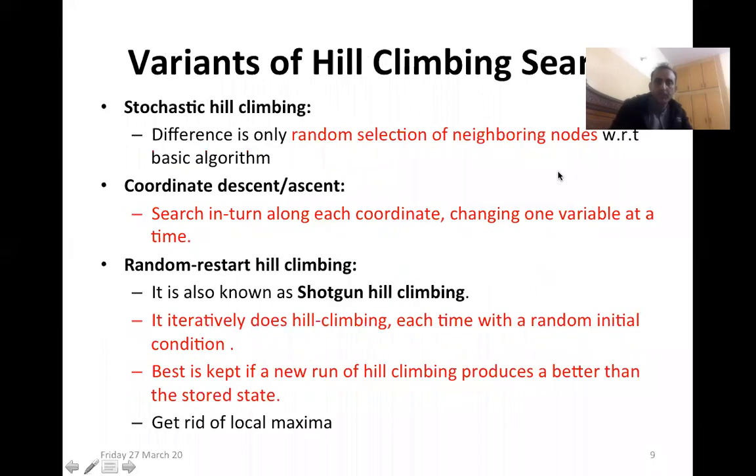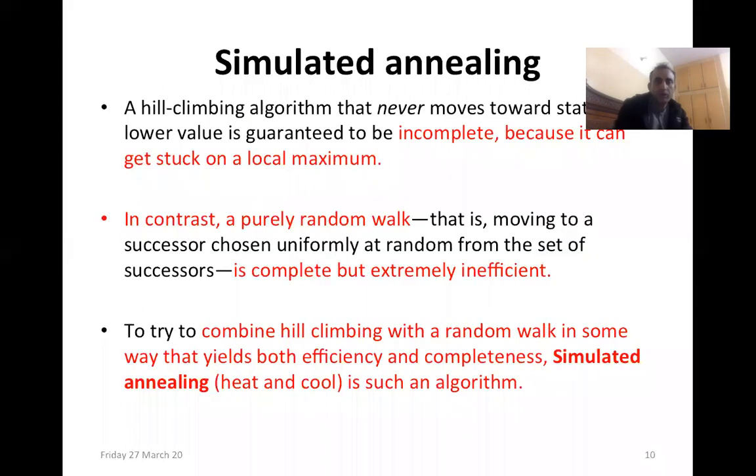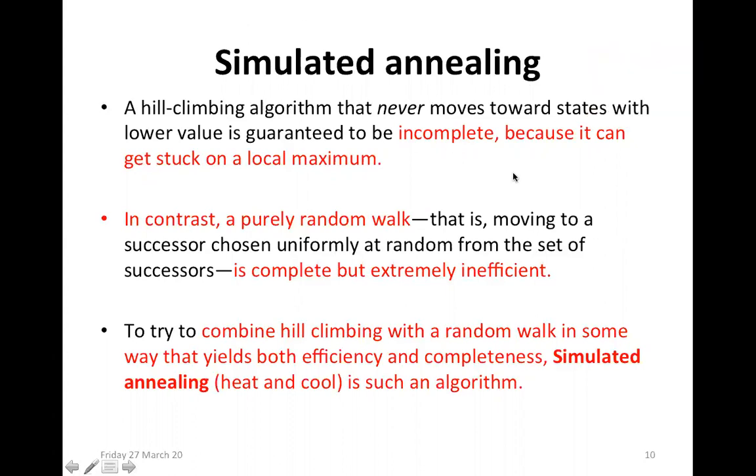Previously, we studied something about hill climbing, and now we are going to study simulated annealing. First, we will get some background about this topic. So I want to stop my video. So this is the first point about simulated annealing, and this slide is just giving some background about the topic.